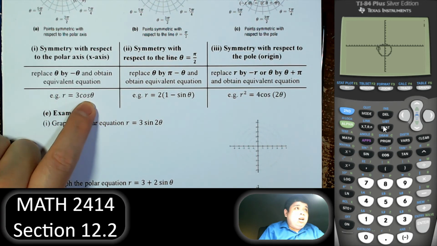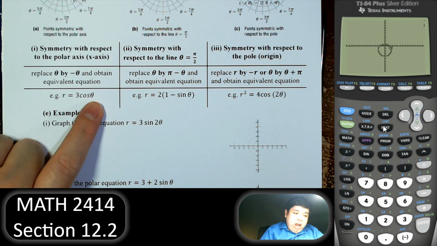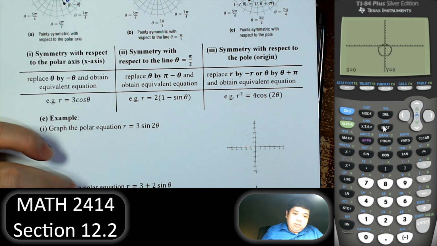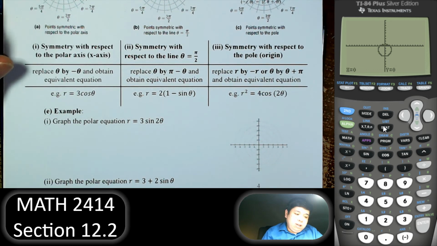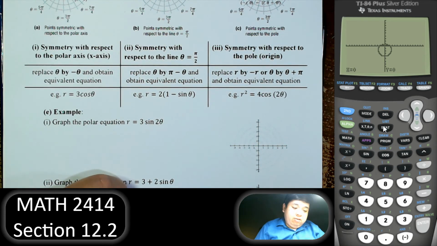So if we have cosine, then cosine is an even function. So cosine of negative is the same as positive. So that's why it is symmetric with respect to the polar axis. Right. So that is the symmetry. Of course, we can confirm that by the graph easily.